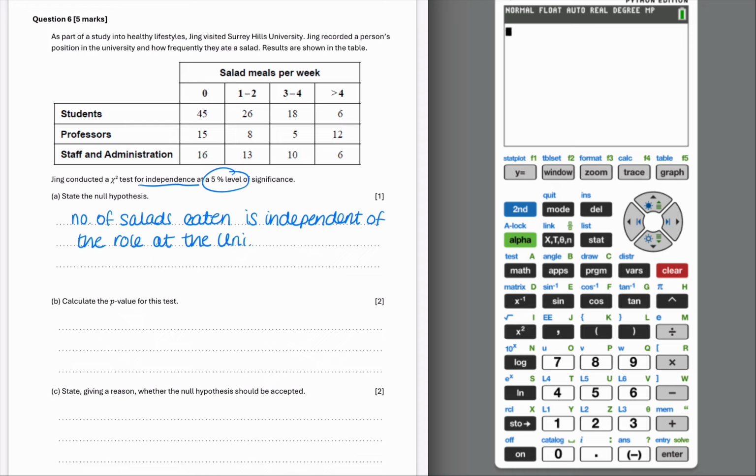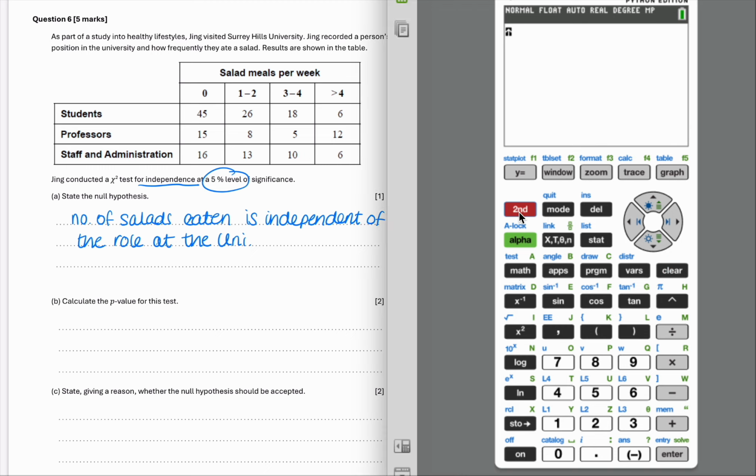And then we need to calculate the p-value for the test. So to do this, we're going to go across and create a matrix. And we can see there that the matrix should be, if we edit this, we need to have 4 by 3. So the first one is 45, 15, and 16.